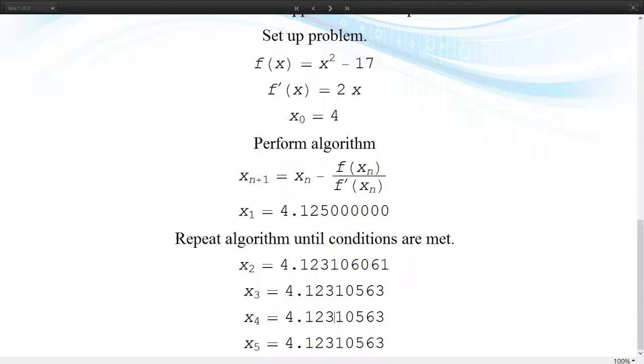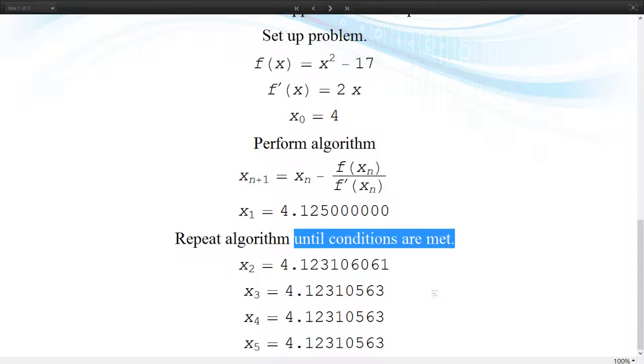Or you might be given a certain starting number. So you might be given a set x0 instead of being asked to pick one on your own, and just be asked to repeat the algorithm 3 times or something like that. So this "until conditions are met" is very vague and depends on what you're trying to do.